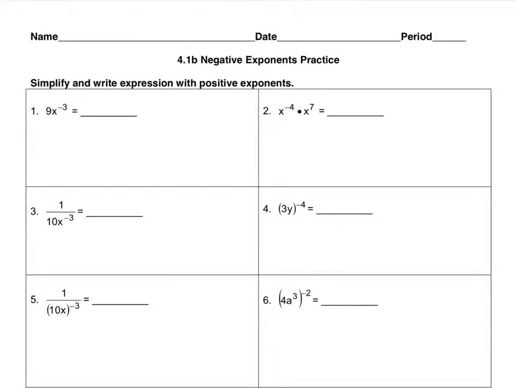I will be working on practice sheet 1B, negative exponents. I will be doing the even numbers. If you'd like to see the answers for the other numbers, you can always log into Edmodo, and I have a complete answer key. Now let's start with number 2.